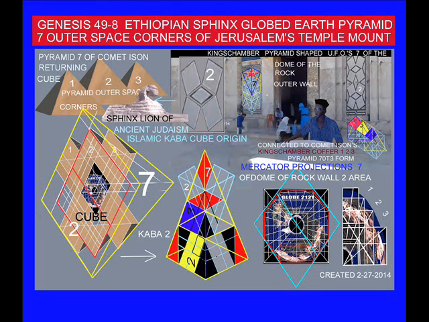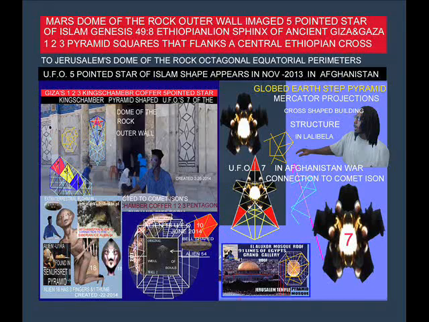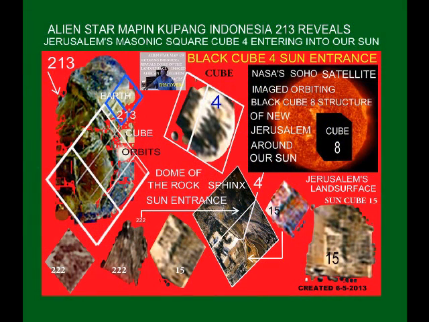Now, when we go back to the solar theology of the African lion sphinx in front of the North African pyramid of Khufu, we see the Cube 8 structure of New Jerusalem, which the National Space Administration SOHO satellite imagery filmed as a Jupiter-sized black orbiting cube around our sun.